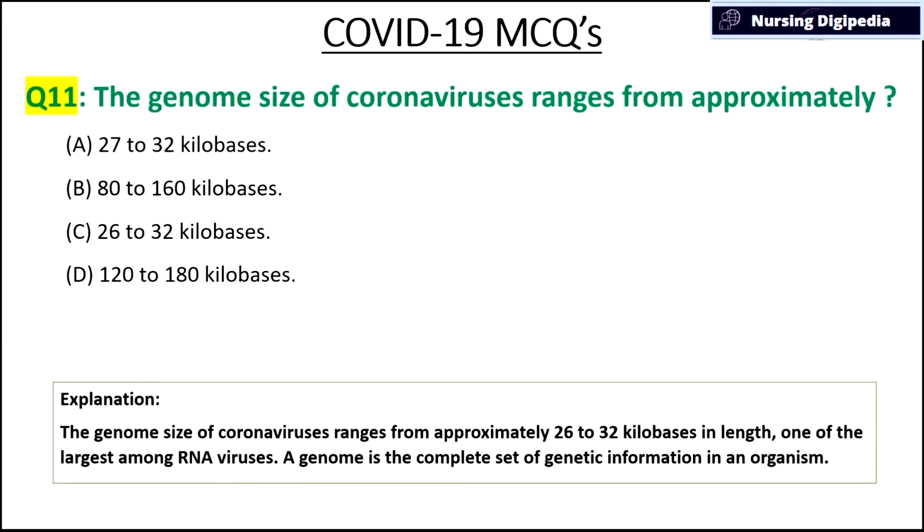Question 11. The genome size of coronaviruses ranges from approximately: A. 27 to 32 kilobases, B. 80 to 162 kilobases, C. 26 to 32 kilobases, D. 120 to 180 kilobases. And the answer is C. The genome size of coronaviruses ranges from approximately 26 to 32 kilobases in length, one of the largest among RNA viruses. A genome is the complete set of genetic information in an organism.